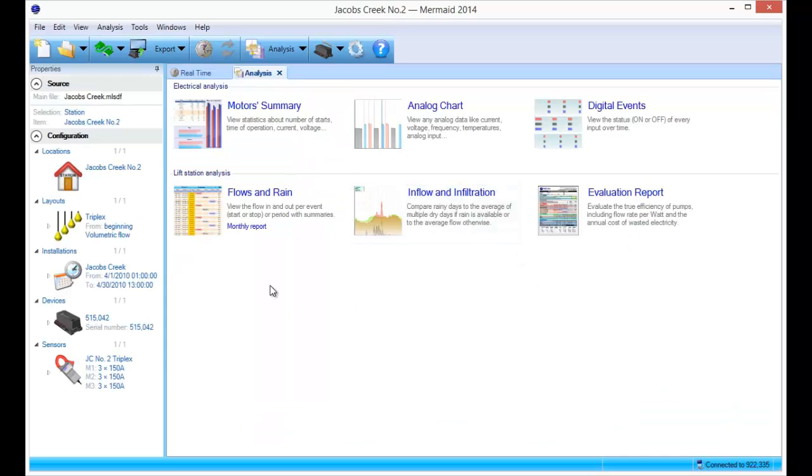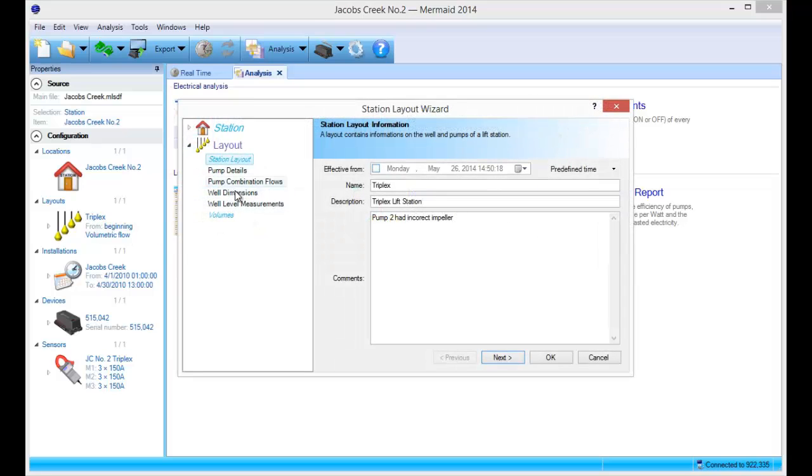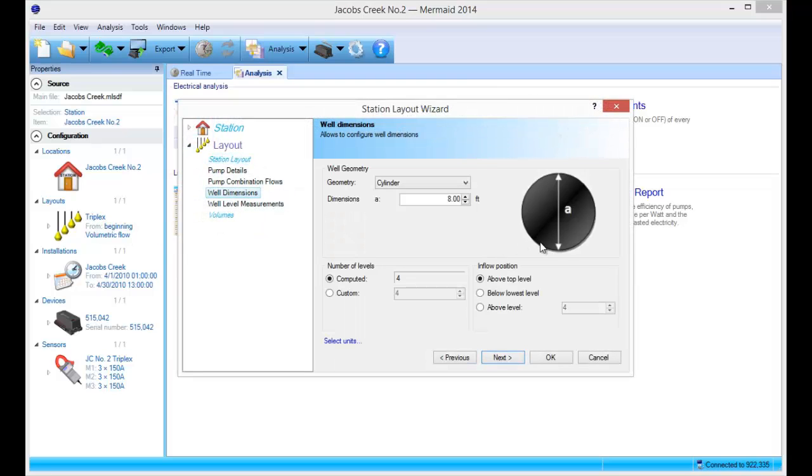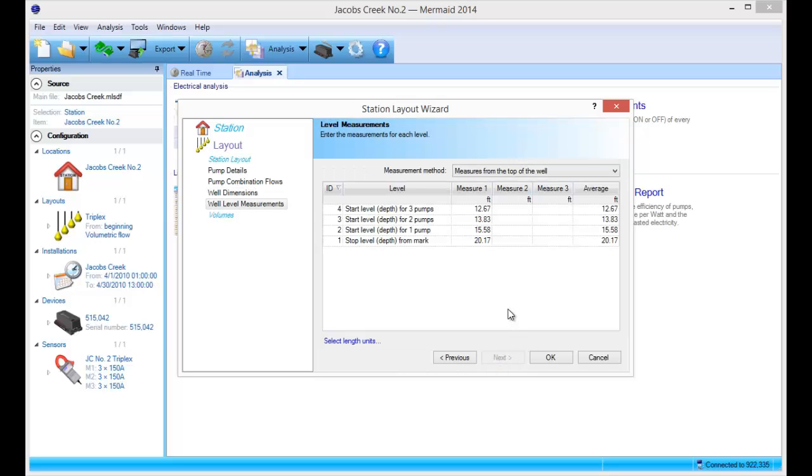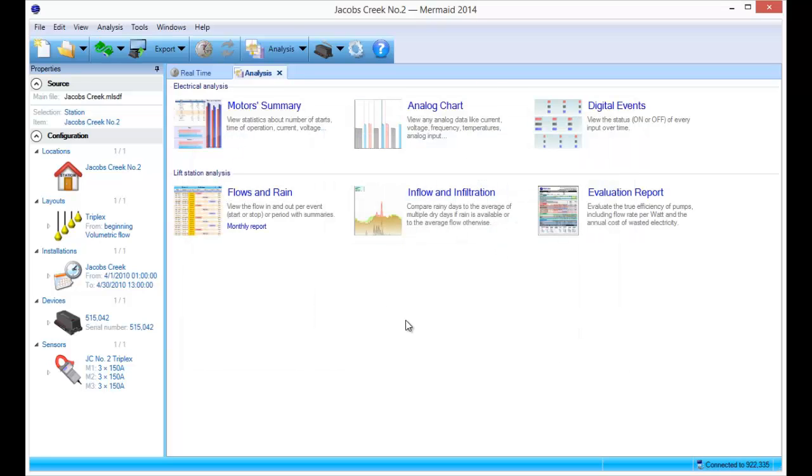By the way, the data can come from a MerMaid data logger, a VolCalc VS, or VolCalc RT, all made by MAID Labs. The only thing that is entered in the software to be able to calculate pump efficiency is the dimension of the well, which can be cylindrical or other shapes, and the distance between the levels. Those can be calculated from the top of the well, from the bottom of the well, or in between levels at which pumps operate. Nothing else was entered in the software.